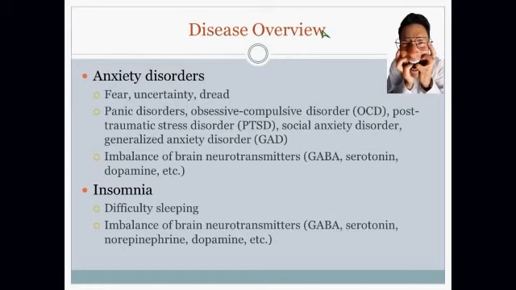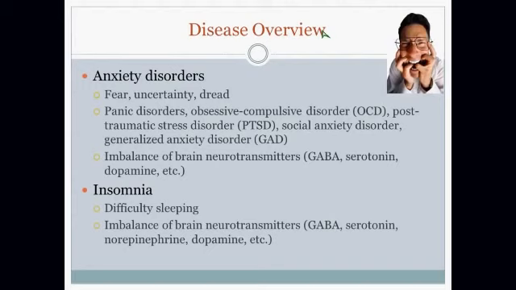Anxiety disorders, there are many different types of anxiety disorders. General symptoms are fear, uncertainty, and dread. We have panic disorders, which mostly we refer to as panic attacks. So that's when someone would have their heart racing, sweating, weakness. They might feel faint, dizzy, nauseated. Some people actually have chest pain, muscle tension.